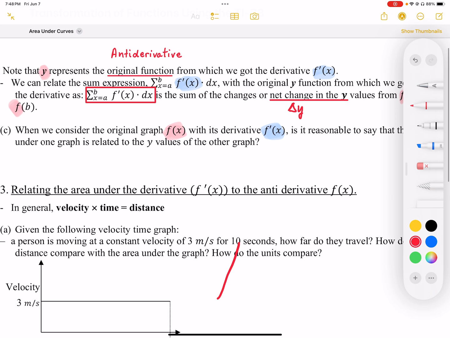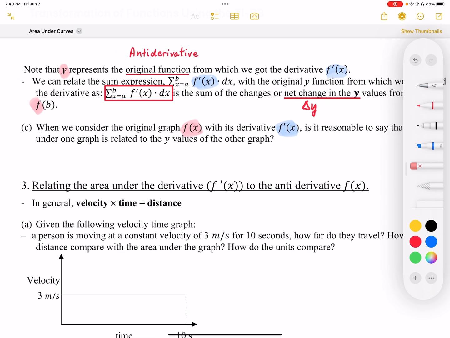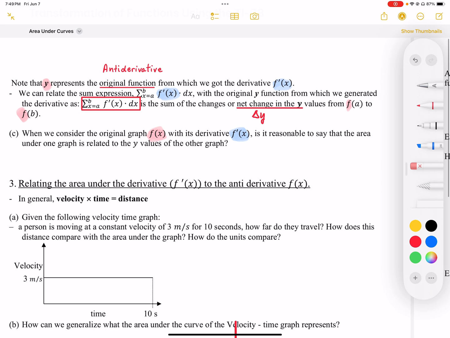So if we take a look at the next part here, because the y represents the antiderivative, or the original function, where we actually generated our f prime function, we can relate this area under the f prime graph. And this sum of f prime times dx, or area, the sum of all the areas, must mean that it is the sum of all the changes between whatever our bounds are. So every single rectangular bar is just a small change. If we add up all those small changes, that represents the net change in the y values from the starting point A to the ending point B.